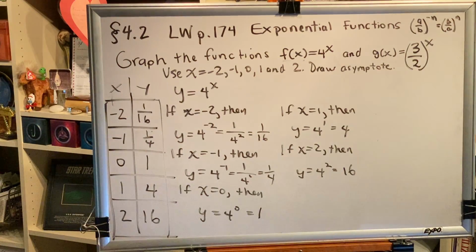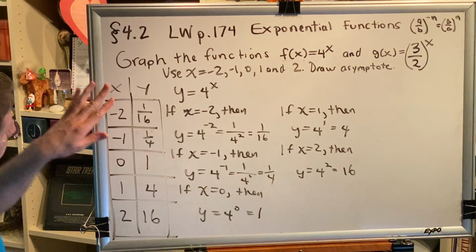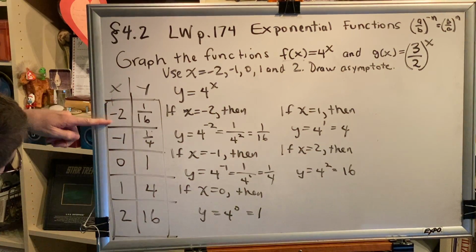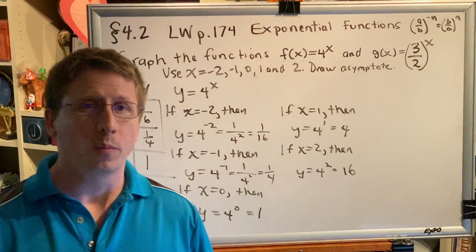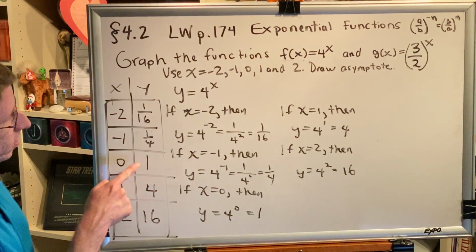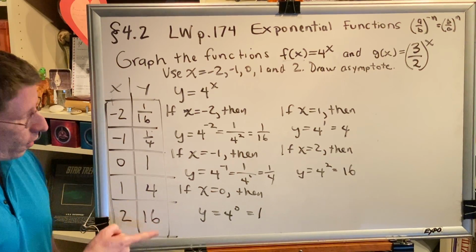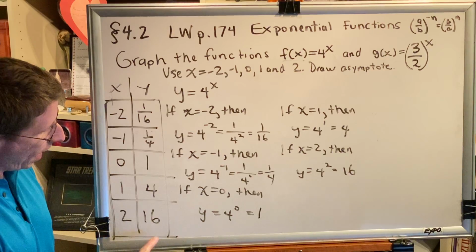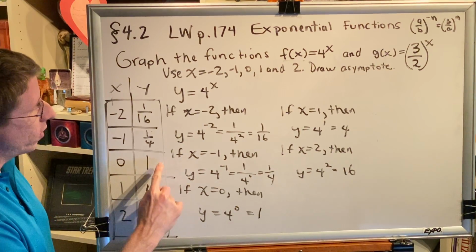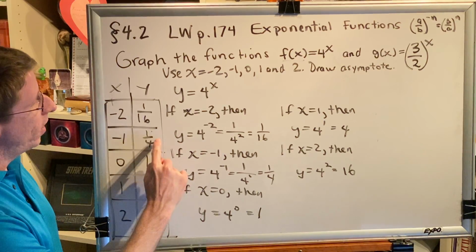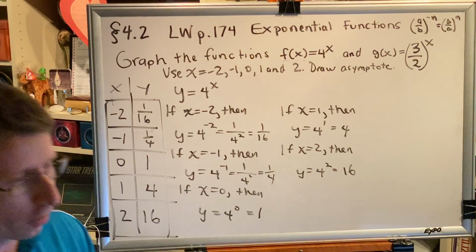Okay, so there we go. We have our table of points. And notice the pattern here. As we move down the table, as the value of x increases, what's happening to y? It's being multiplied by 4 this time. 1 times 4 is 4. 4 times 4 is 16. And if we go up the table, we're dividing instead. 16 divided by 4 is 4. 4 divided by 4 is 1. 1 divided by 4 is 1/4. And 1/4 divided by 4 is 1/16.